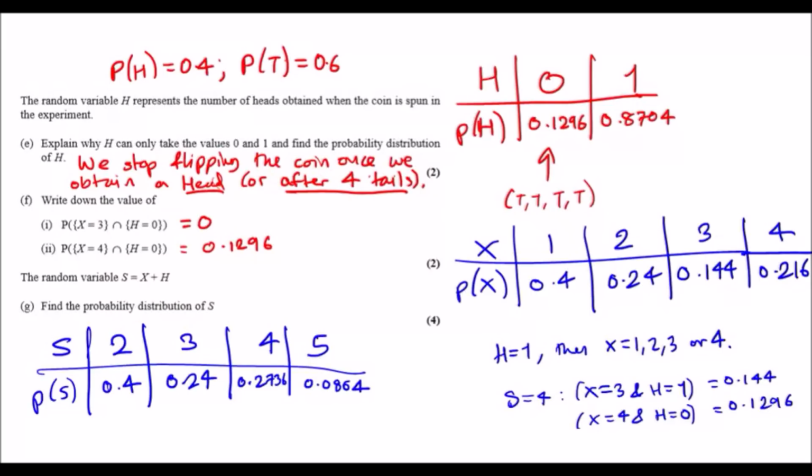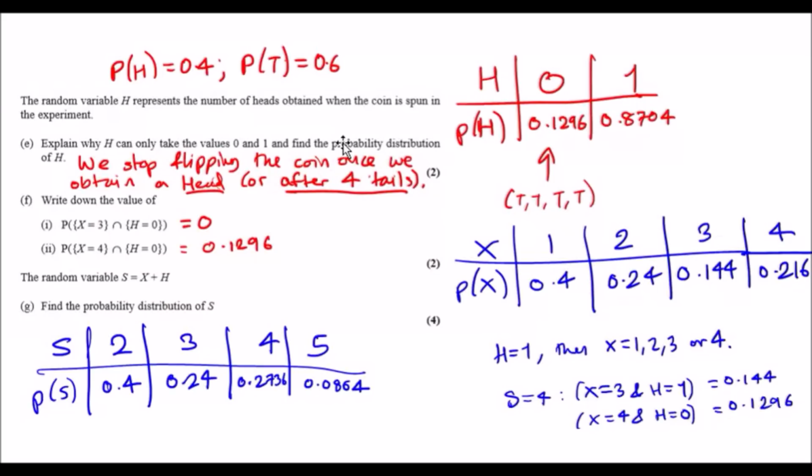So I'll just put some key info. I put the heads and tails probabilities here. We'll explain the rest of this in a sec. Okay. So the random variable h represents the number of heads obtained when the coin is spun in the experiment. So explain why h can only take the values 0 and 1 and find the probability distribution of h.